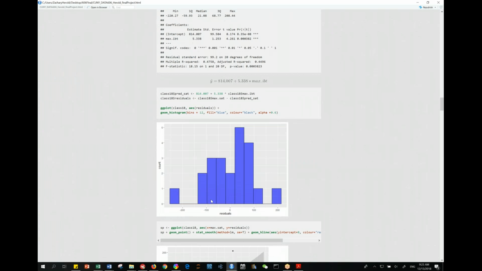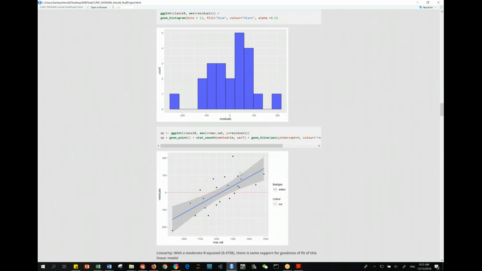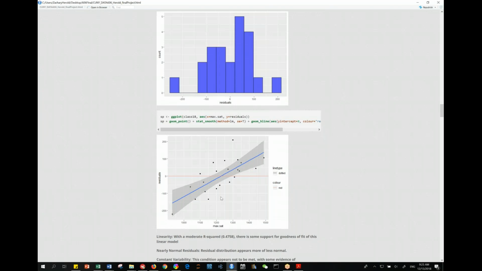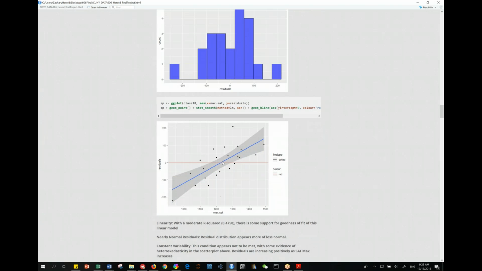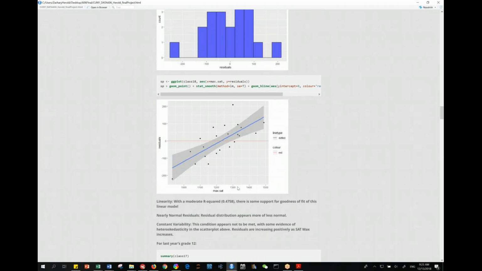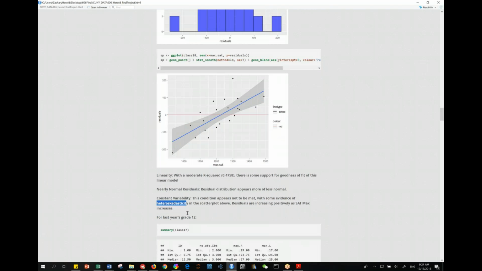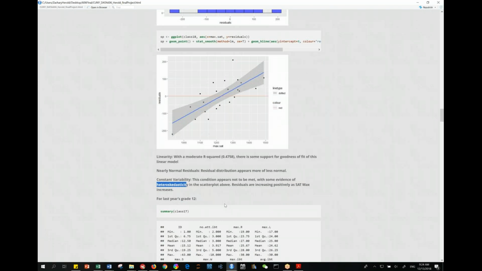And it looked okay for this class, although I did notice that here, the residuals tend to be positive for the higher scores of SAT. And I was trying to think of an explanation for that. Explaining that as heteroscedasticity seems to be apparent with this.